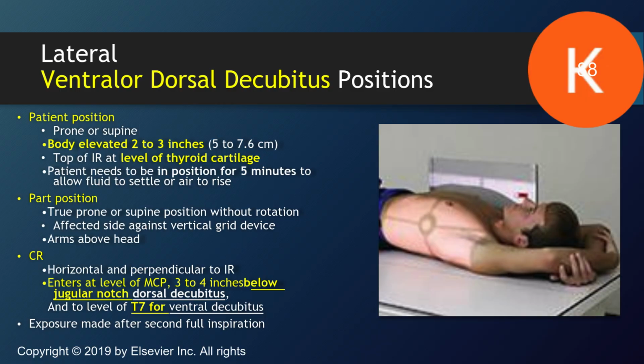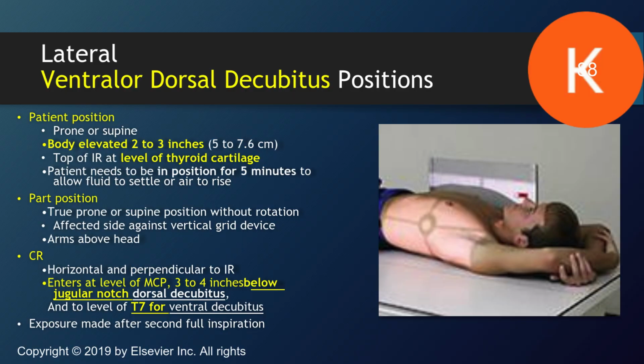Lateral, ventral, or dorsal decubitus position. So patient position could be prone or supine. Body elevated 2 to 3 inches or 5 to 7.6 centimeters. Top of the image receptor at the level of the thyroid cartilage. Patient needs to be in position for 5 minutes to allow fluids to settle or air to rise.